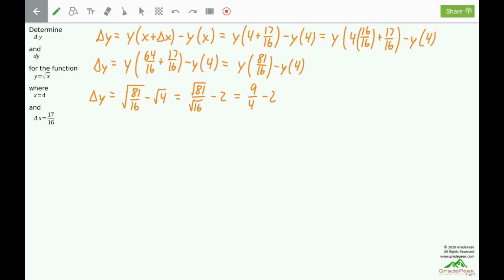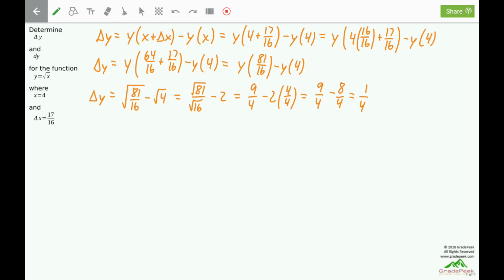We will want to combine these together over a common denominator, so let's multiply the 2 by 4 over 4, a form of 1, to give the common denominator. We have 9 over 4, and then minus 2 times 4 is minus 8 over 4. 9 minus 8 is a 1 over the 4. There's our delta y.